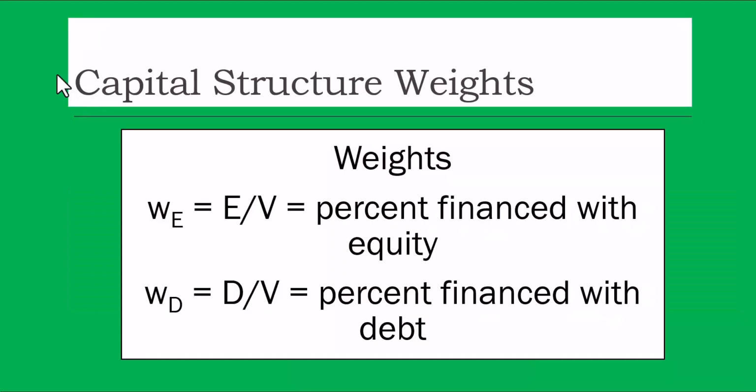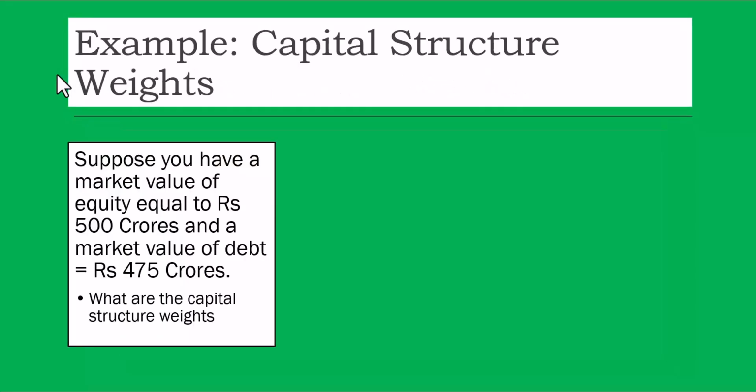So we calculate the weights. E divided by V is the percentage financed through equity, and D divided by V is the percentage financed through debt. How much you are using debt, how much you are using equity. So ultimately we have to derive the weights. Through an example, you will be able to understand it more clearly.